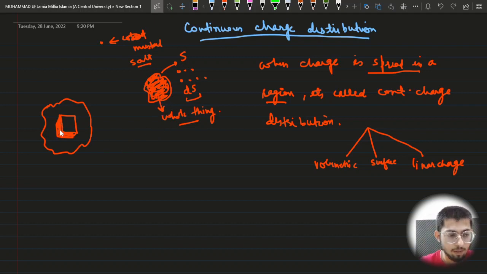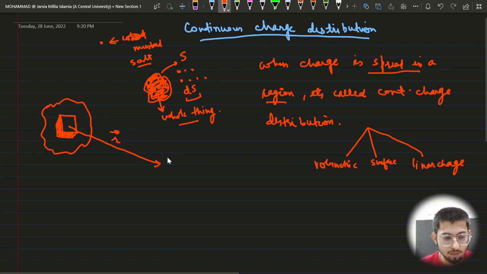Same here, we assume this as a continuous bulk or piece of charge. And let's say at a point away from this, at a distance r, we need to find the force on a charge q naught placed at this point, correct?